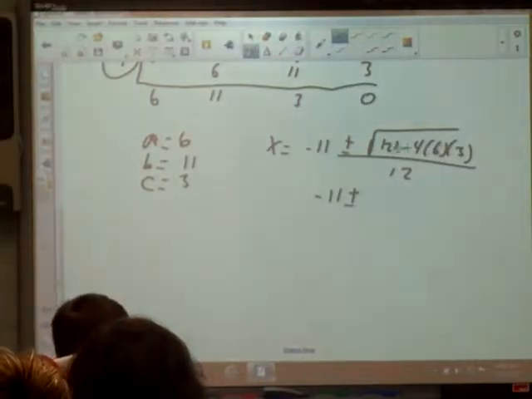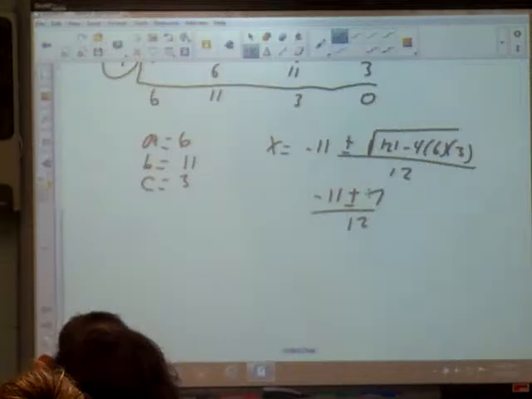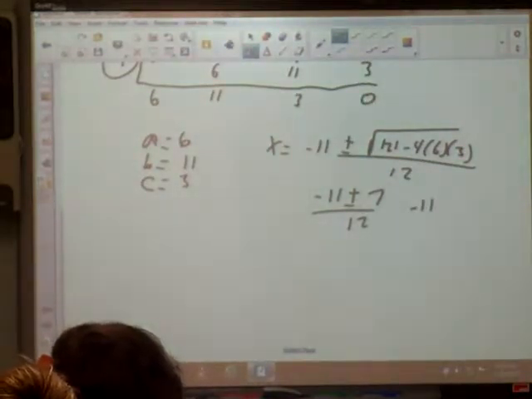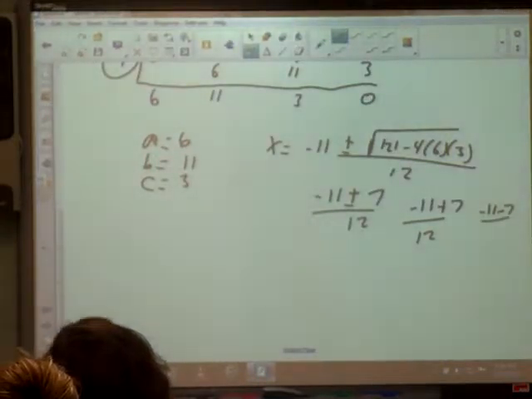Okay, Valentina got a 49 underneath the radical. The square root of 49 is 7. So I need to do negative 11 plus 7 and divide it by 12, and negative 11 minus 7 and divide it by 12.